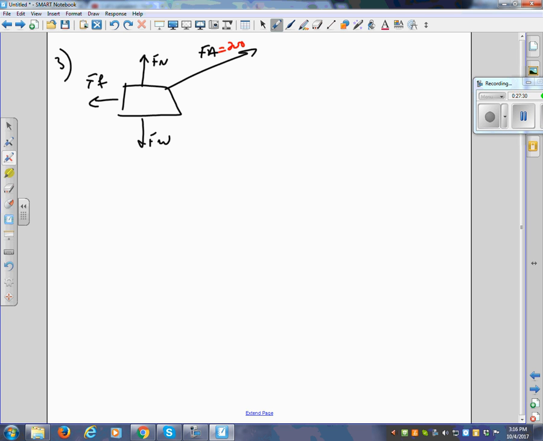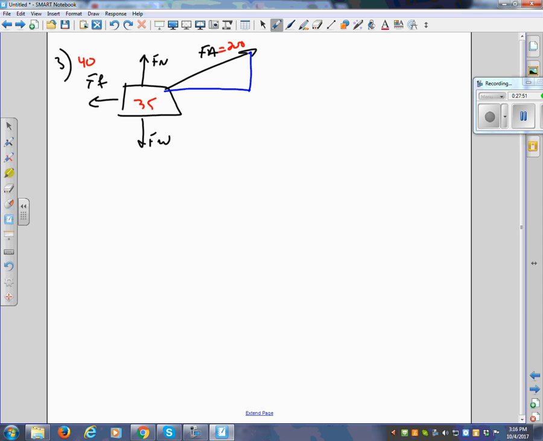The boy and the wagon have a mass of 35, and there's 40 newtons of friction present, like so. What do you feel like the first step should be? Find the X of the FA. Find the X of the FA, okay.